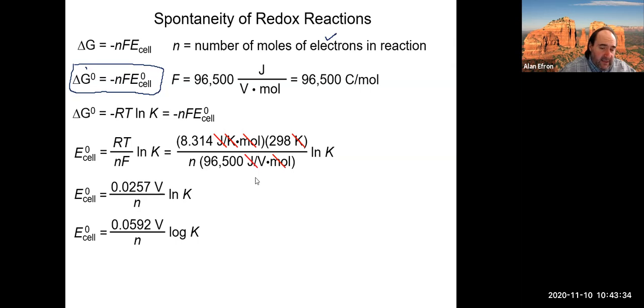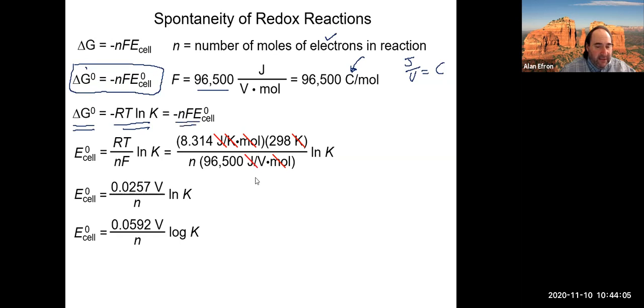F is Faraday's constant. That is this number right here. It's like 96,468, something like that. The real number, 96,500 is good. That's a joule per volt per mole, and a joule per volt is the same as a coulomb, which is what that symbol is, a coulomb per mole.